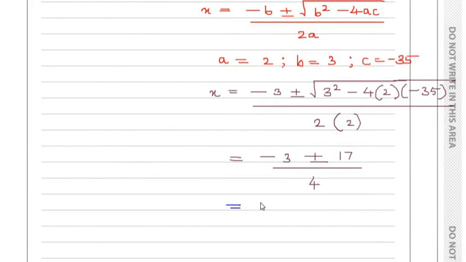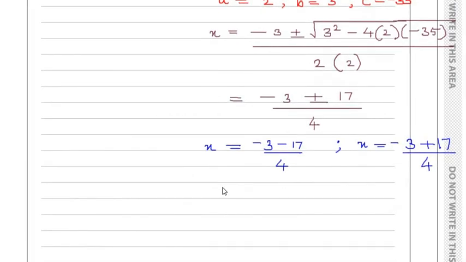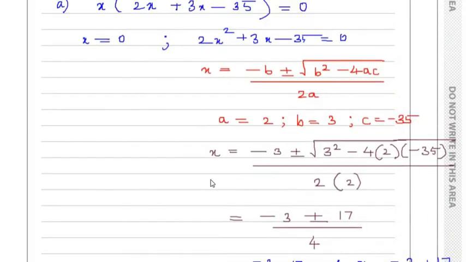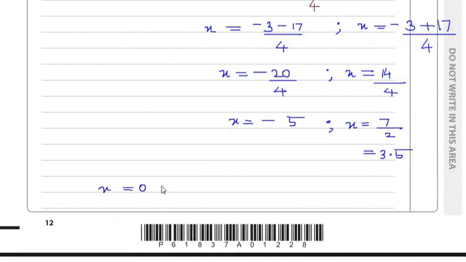So further solving this, we get it as one of the factors is minus 3 minus 17 over 4 and another factor is x equal to minus 3 plus 17 over 4. So we have here x value as minus 20 over 4, which is going to give you x equal to minus 5, and here we have x is equal to 14 over 4, or we have it as x equal to 7 over 2, or we can also write it as 3.5. So we have got in total here 3 values of x, that is x equal to 0, and we have x equal to minus 5 and x equal to 3.5. So these are the 3 values of x.